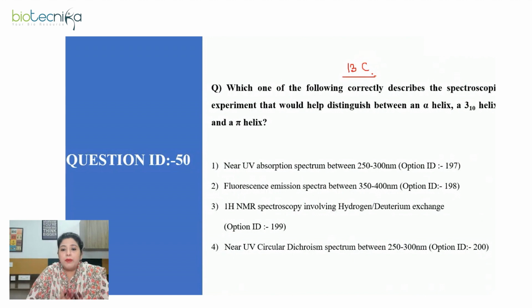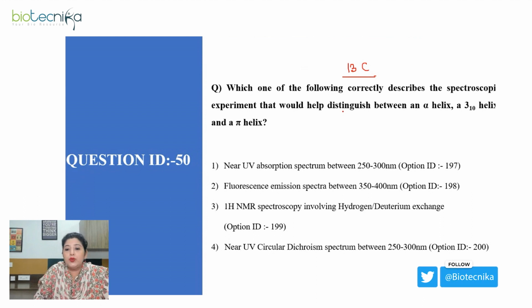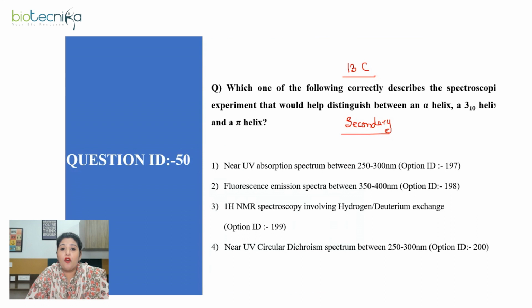This particular question is about a spectroscopic experiment that would help distinguish between alpha helix, 3 by 10 helix, or pi helix. So that means here you have to find out which spectroscopic technique is used for studying secondary structures of protein. In the options, UV spectroscopy, fluorescence, NMR, and circular dichroism are given.